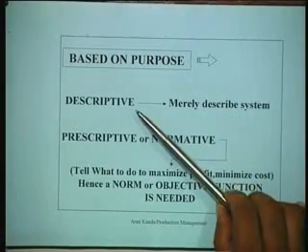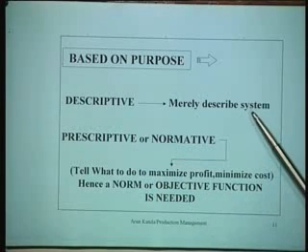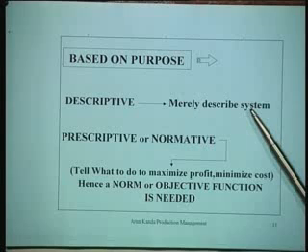Based on the purpose, we can classify models into descriptive and prescriptive. Descriptive models are those which merely describe the system: this is what will happen if you do this. A typical example: all queuing models are essentially descriptive models. They say that if this is the arrival rate, this is the service rate and this is the queue discipline, then the average queue length will be such and such. That's a descriptive model.